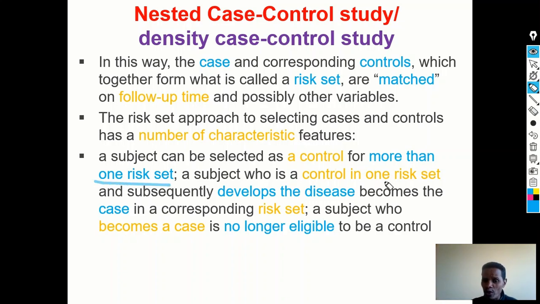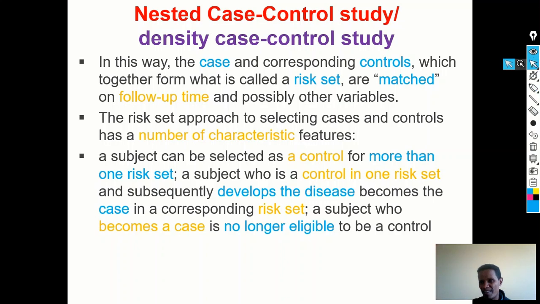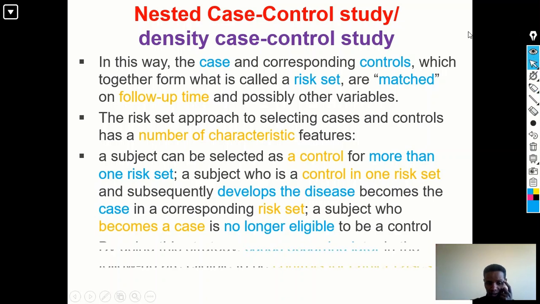A subject who is a control in one risk set and subsequently develops the disease becomes the case in the corresponding risk set. That is the one I have already shown you in the drawing. A subject who becomes a case is no longer eligible to be a control. Once the person has developed the disease, he will not be eligible to be a control. He will remain in the case group because he has already developed the disease. But an individual in the control group may become a case in the coming follow-up period. That is the characteristic of the nested case control study design.